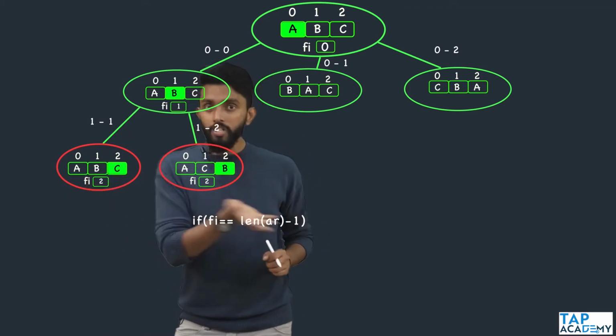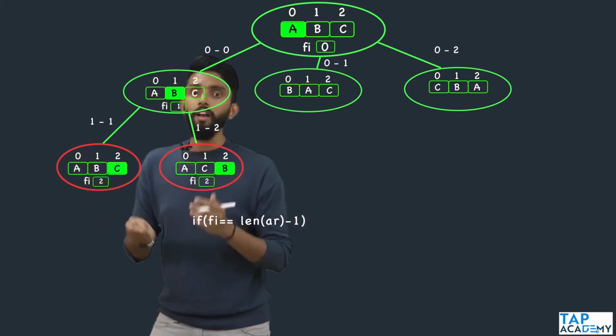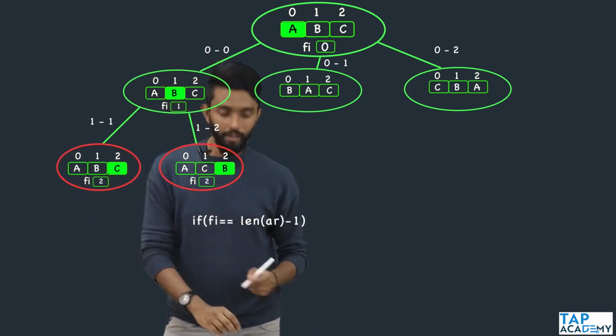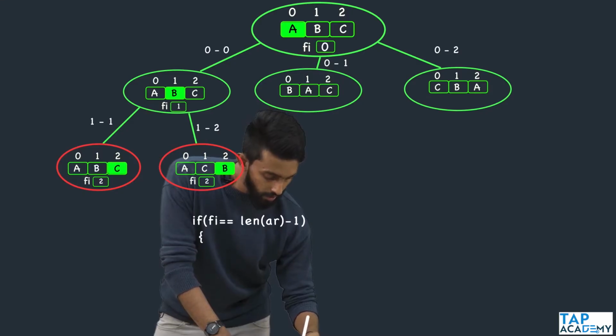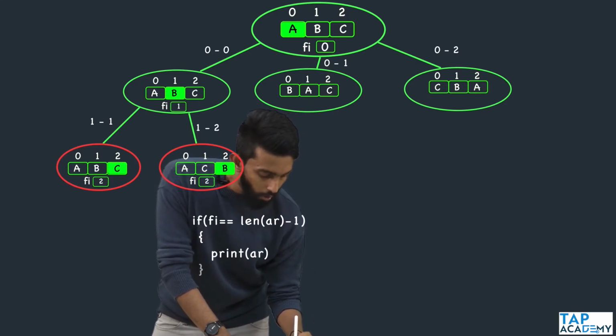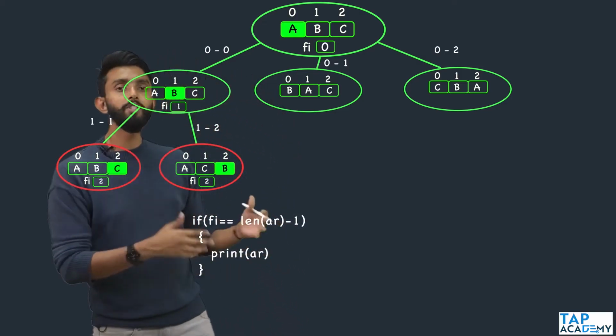If I hit a base condition, just print it. And what am I printing? I'm printing the array. I have to print the entire array. How are you able to think? So I will just say print. What to print? AR. How to actually write this in code, we will see. I'm just writing pseudocode.